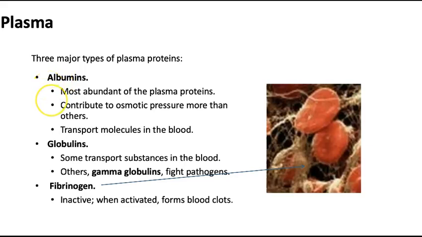Albumins are going to be the most abundant, and they are the ones that truly contribute to the osmotic pressure more than the other 2. And they'll also help to transport molecules in the blood, especially specific hormones. Then we've got our globulins, and they work to transport substances in the blood as well. And another portion of it are gamma globulins, which are going to fight pathogens. And lastly, we've mentioned the fibrinogen, how it's going to become active fibrin, and that helps to form a clot.